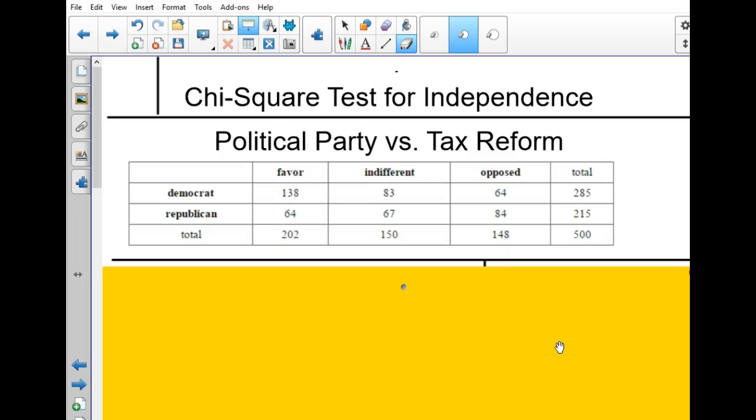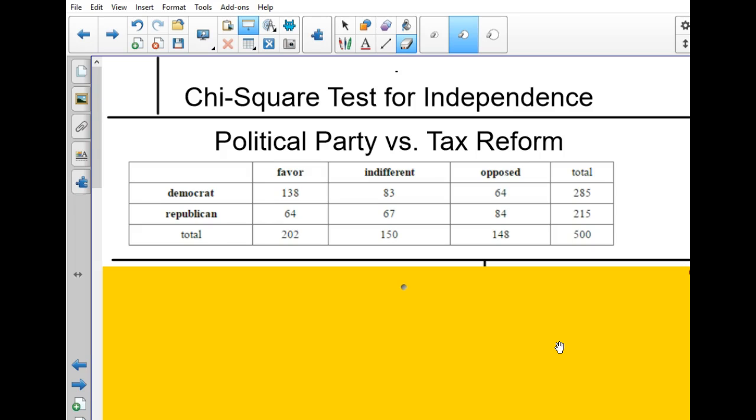Okay, so the goal for the chi-square test for independence is we have two variables right here. The variables that we have are political party and your opinion on tax reform. What we're trying to investigate is whether these two variables are independent of each other, or we're assuming they're independent. What does that mean? We're saying your political party has no bearing on your idea on whether there should be tax reform or not. Then we're trying to prove that there is a relationship.